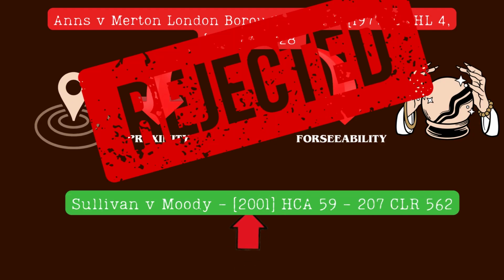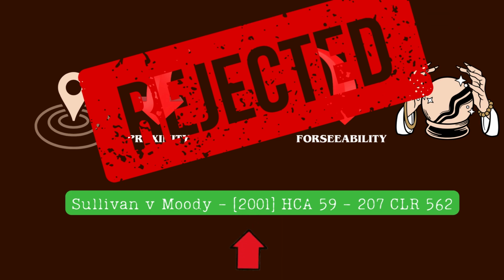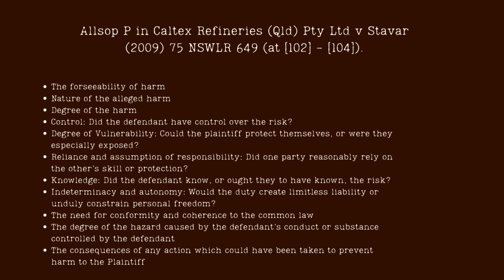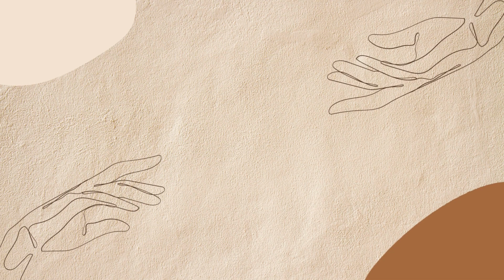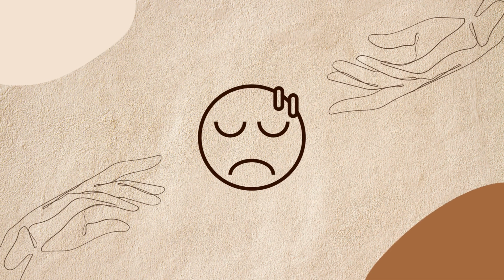As such, the decision in Sullivan and Moody established that a duty of care in negligence is not solely based on foreseeability. The High Court instead asks whether, in the specific relationship, it's appropriate to impose a duty, which is an analysis guided by salient features which are exhaustively listed in Caltex Refineries and Stavar. To establish a duty of care, a plaintiff needs to demonstrate that they are part of a group of people who would likely be harmed if the defendant fails to provide reasonable care.